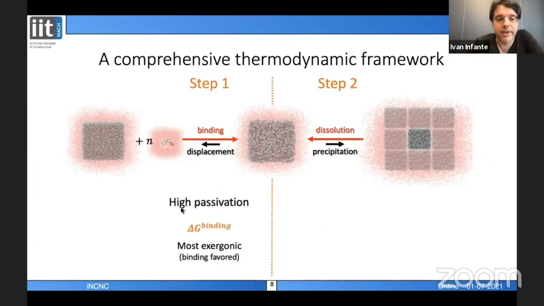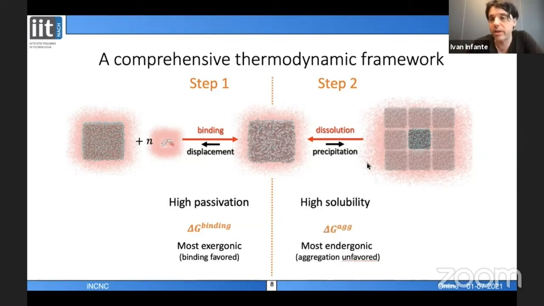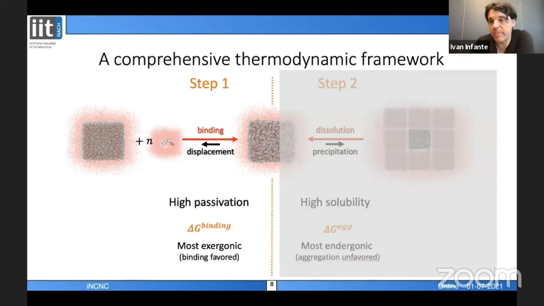So you want to have this high passivation that I was telling you before. You want to improve the binding of the ligand to the nanocrystal, but at the same time you want to avoid the precipitation. You want to have the nanocrystal still soluble, so you want to prevent aggregation. This second part was demonstrated by Peng, and I gave a brief introduction, so I will not address it explicitly. I will address mostly in this talk this first part.